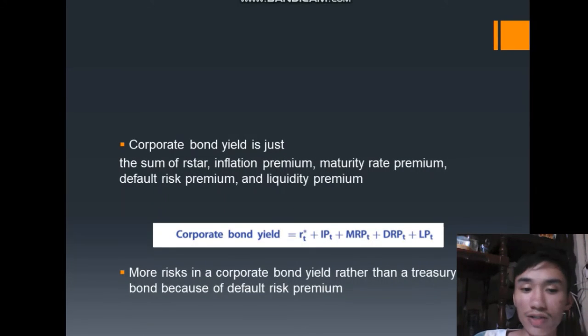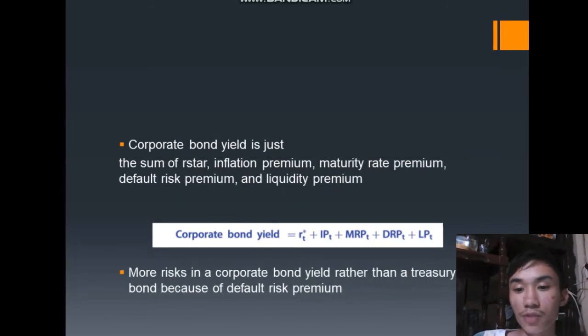So there is more risk in the corporate bond yield rather than a treasury bond because of its default risk premium and liquidity premium.